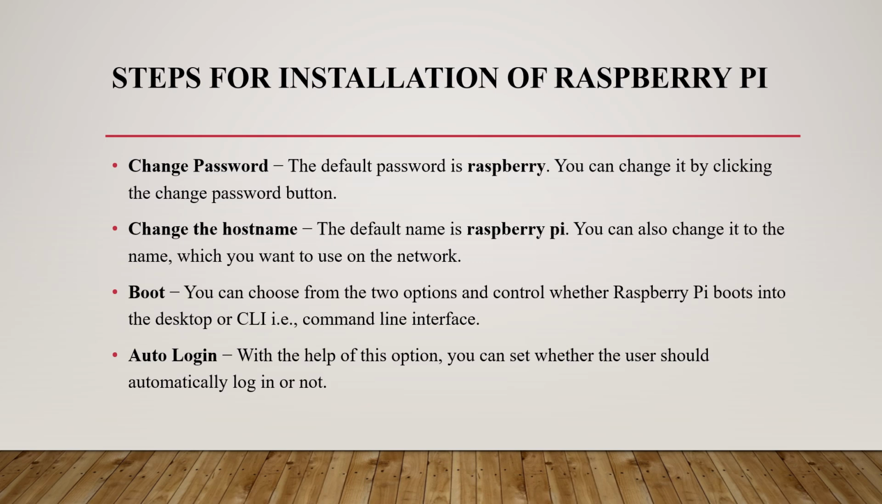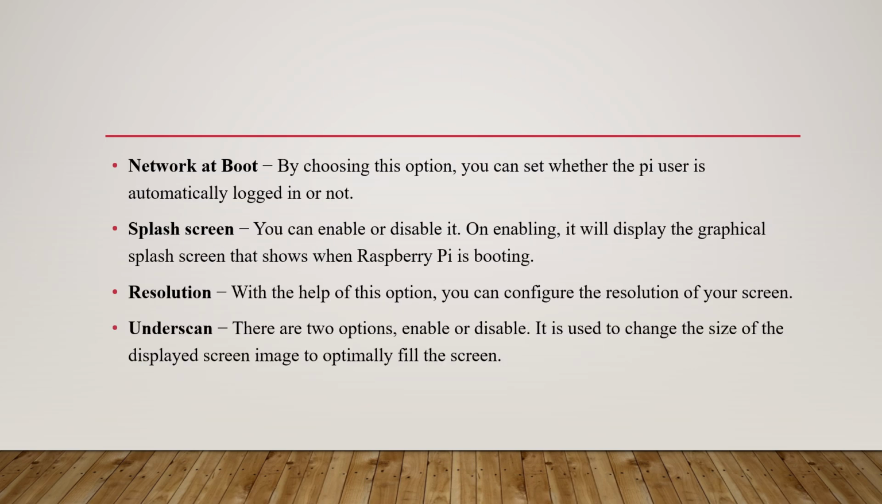We also have the boot option. You can choose between two options and control whether Raspberry Pi boots into a desktop or a CLI, that is, command line interface. We also have an option like auto login. With the help of this option, you can set whether the user can automatically log into the system or not. We have other options like network at boot. By choosing this option, you can set whether the Pi user is automatically logged in or not to the system.